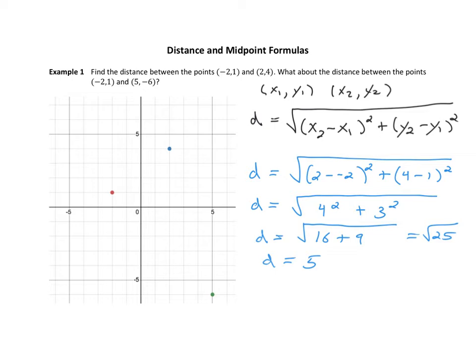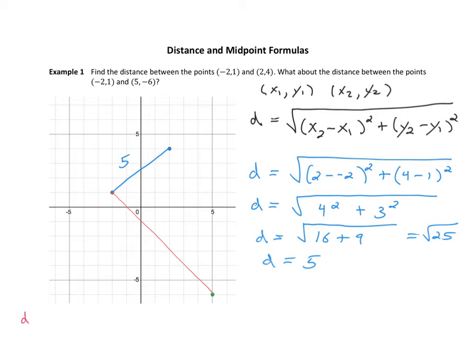So that's the length from here to here. That's a total of 5 units, whatever they happen to be. Okay, let's try that again for the distance between these 2 points. So from here to here, what is the length of this line?